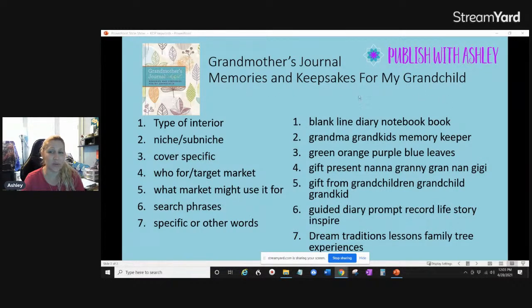And see, none of those are repeated. I know a lot of you are having problems with repetitive keywords. Don't repeat your keywords. Just use them as they would be used naturally in a sentence. So grandmother's journal, memories and keepsakes for my grandchild. That's kind of the keywords you want to do for your title and subtitle.